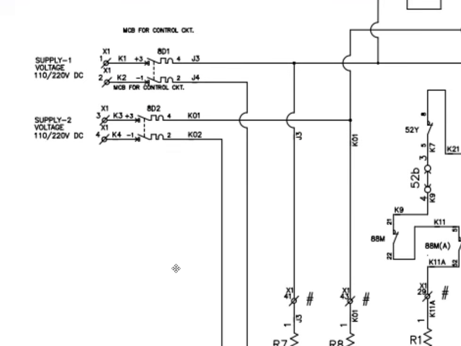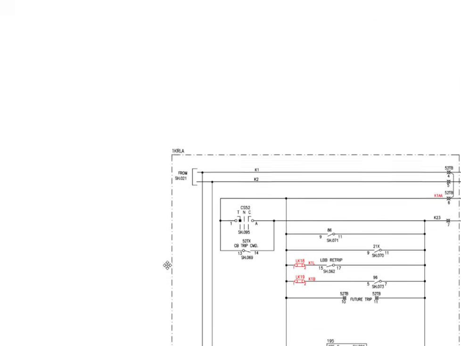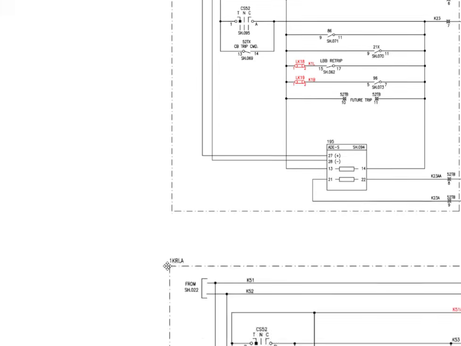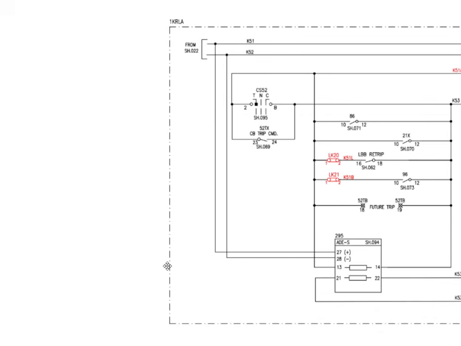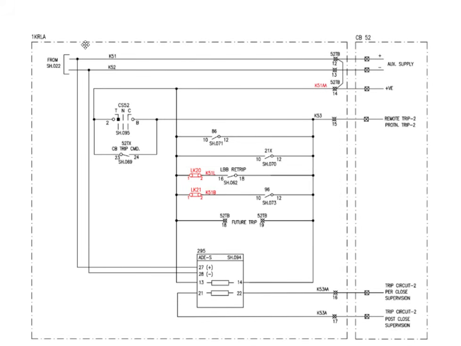We will again go and see where DC source 2 is coming from in the relay panel. This is the diagram of DC source 2, and the ferrules that they have used are K51 and K52, but we will be using the ferrules 2K1 and 2K2, that is our standard ferrules.